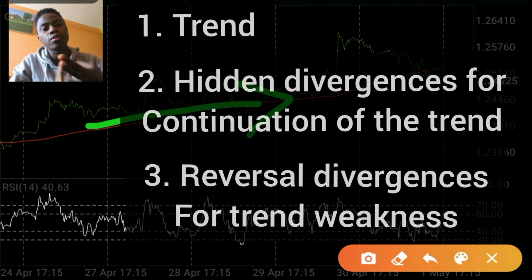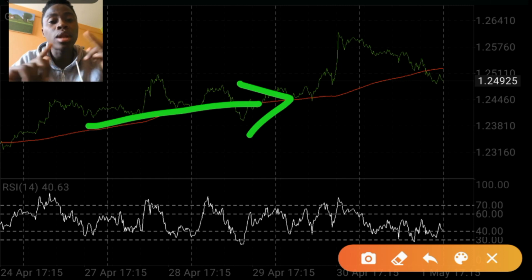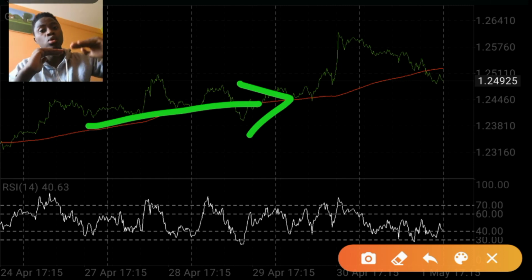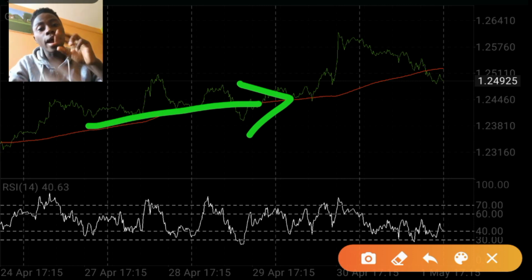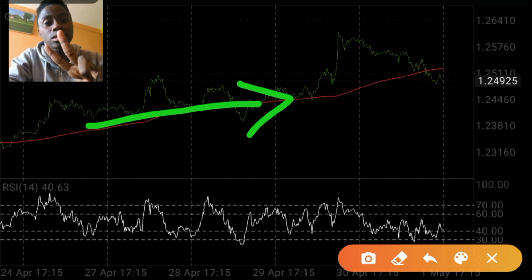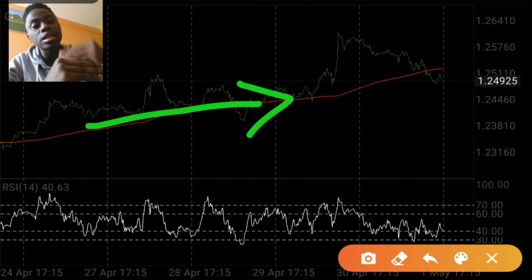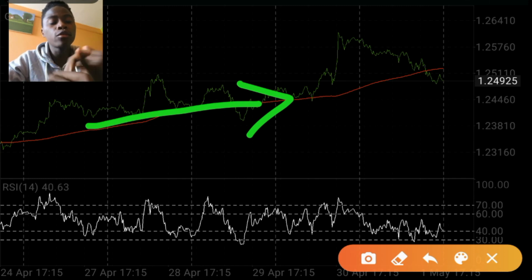All right, what is the purpose of the hidden divergence and the reversal divergence? The hidden divergence will help you know the continuation of that particular trend. So if the trend is going up, it's helping you know if the trend will continue higher. All right, so if it will continue higher, on the second checklist, on the second factor, you have to know will the trend be strong or weak.